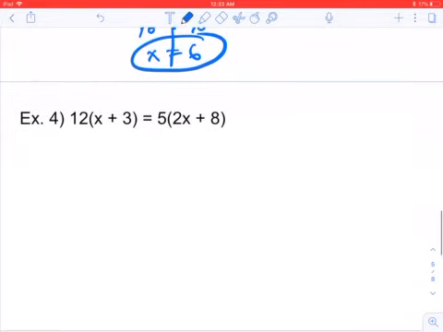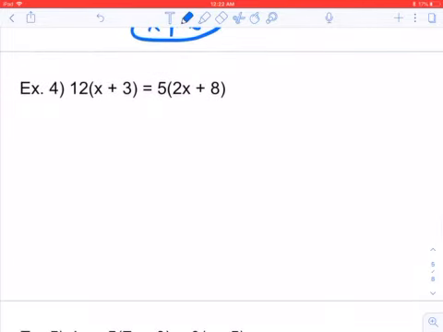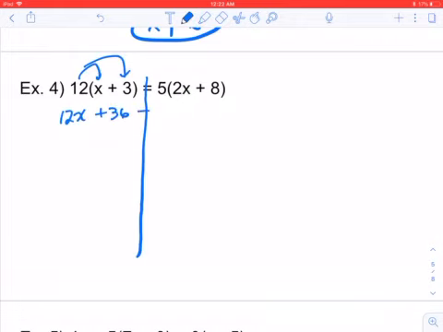Okay, 2 more. 12 times the quantity x plus 3 equals 5 times the quantity 2x plus 8. So we're going to take the 12 and distribute it. So 12 times x makes 12x. 12 times 3 makes 36. On the other side, we can also distribute. So 5 times 2x makes 10x. 5 times 8 makes 40.